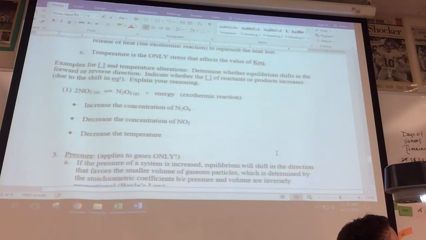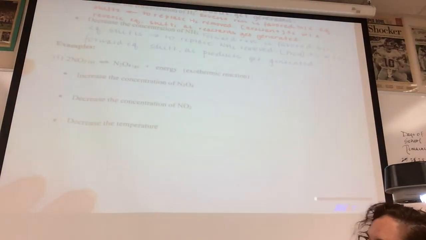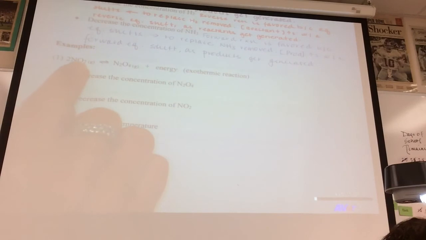Let's take a look. Determine whether equilibrium shifts in the forward or reverse direction. Indicate whether the concentration of reactants or products increases due to that equilibrium shift. So shown here is another example. We've got nitrogen dioxide and dinitrogen tetroxide plus energy.